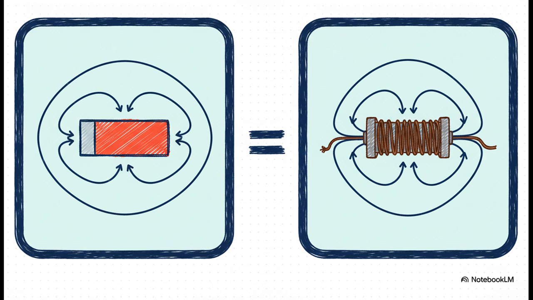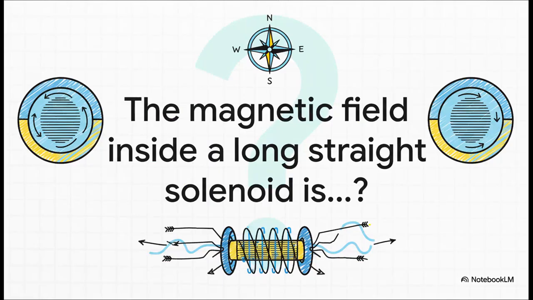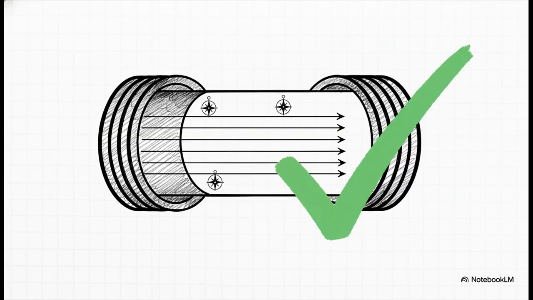It's very important. Time for a quick check, a little pop quiz. The magnetic field inside a long straight solenoid with current, is it A, 0, B, weaker at the ends, or C, the same everywhere? Think about the picture we just saw. And the correct answer is C.